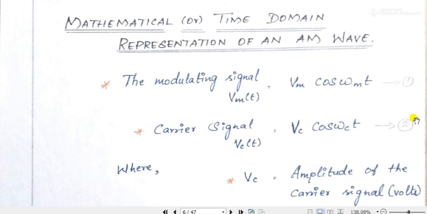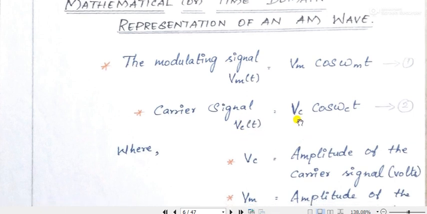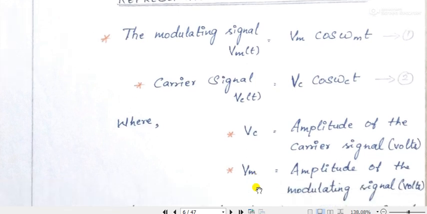Mathematical representation of an AM. The modulating signal is represented as Vm of t with respect to time, and the amplitude of the modulating signal is Vm. The modulating signal is Vm cos omega mt, and the carrier signal is denoted as Vc of t. The amplitude of the carrier signal is Vc. The carrier signal is Vc cos omega ct, where Vc is the amplitude of the carrier signal and Vm is the amplitude of the modulating signal.